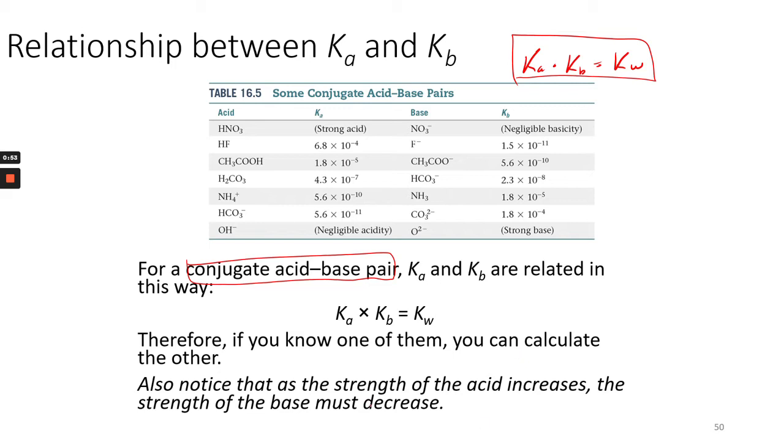Also notice that as the strength of the acid increases, the strength of the base decreases. So as Ka goes up, Kb goes down, or vice versa. Say your acid has a relatively high Ka, then your conjugate base will have a relatively low Kb.